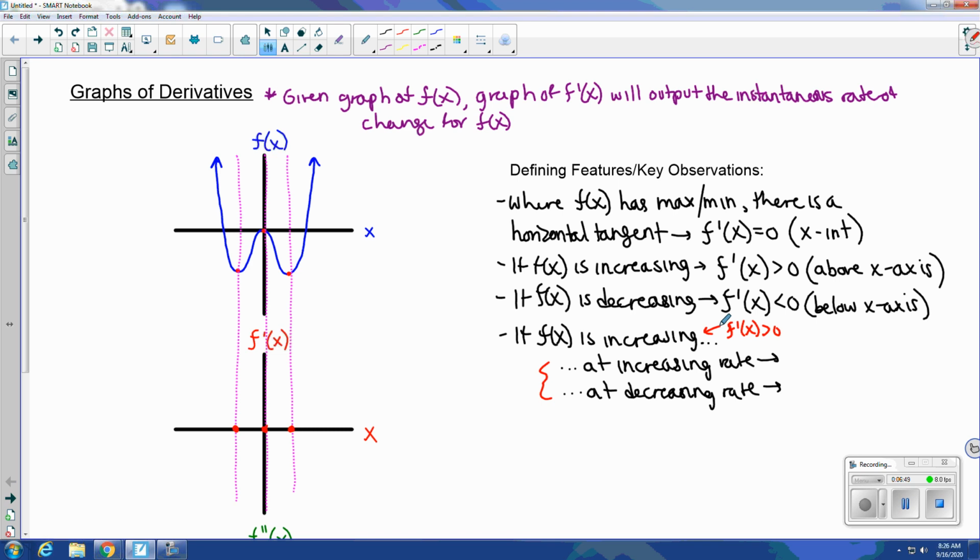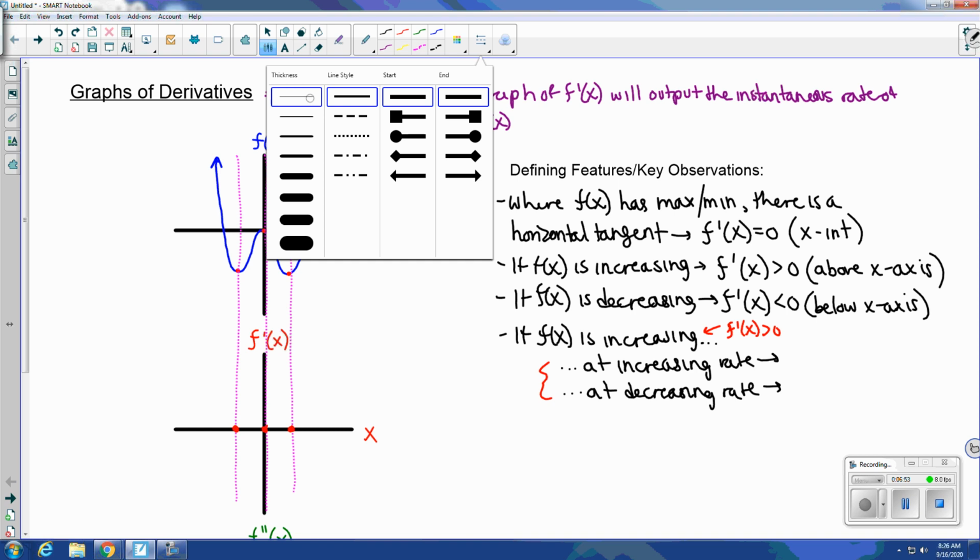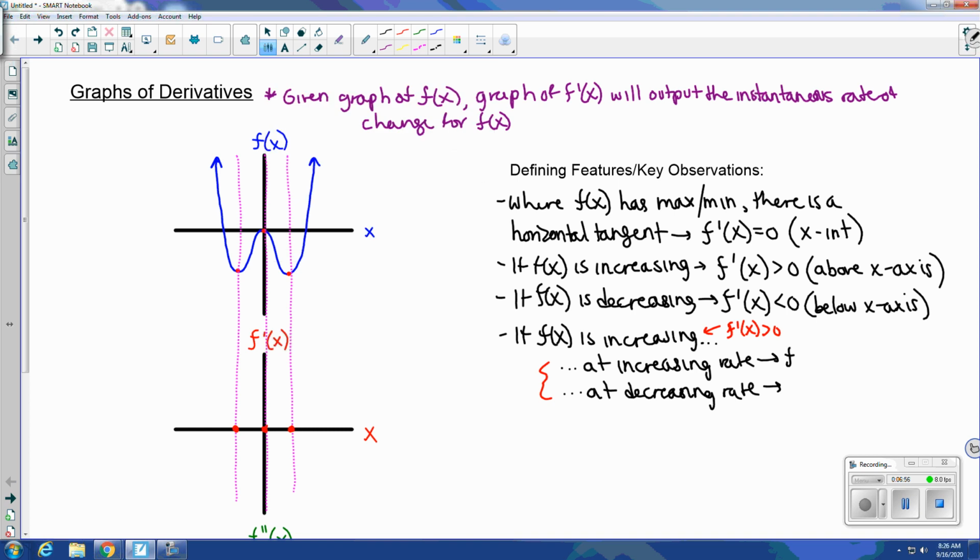Okay? If it's increasing at an increasing rate, that means that f prime of x is positive and increasing.